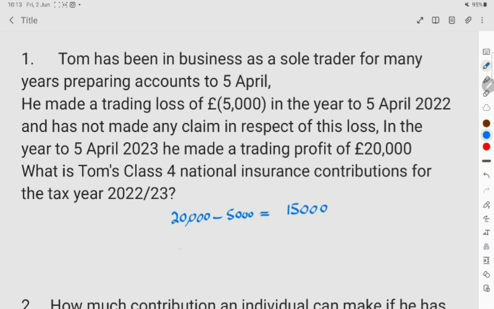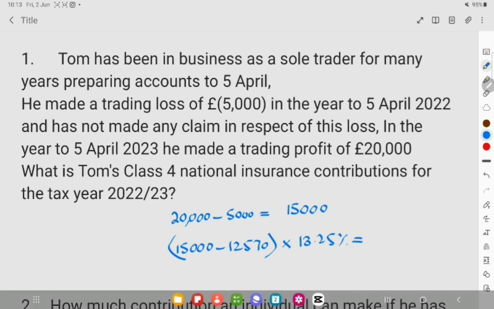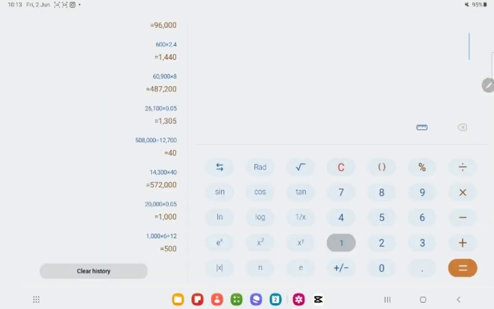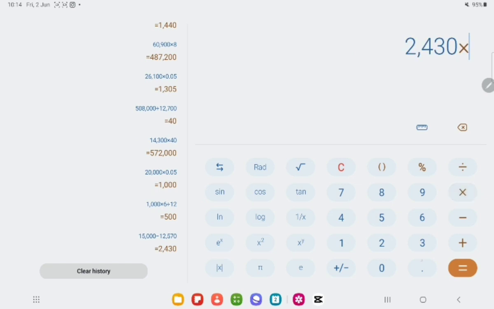So the rule applied for NIC contribution is 15,000 minus 12,570, and we have to take 13.25% of this amount. So this will be 15,000 minus 12,570 multiplied by 13.25%. So this is 322.